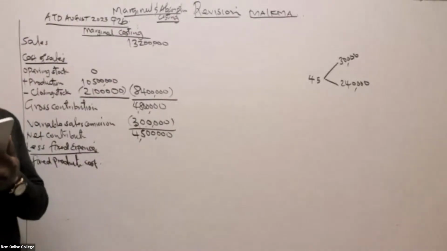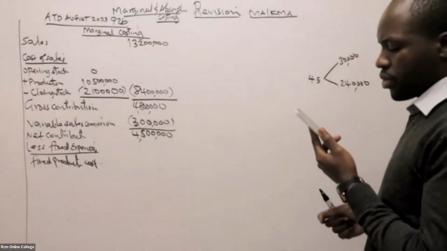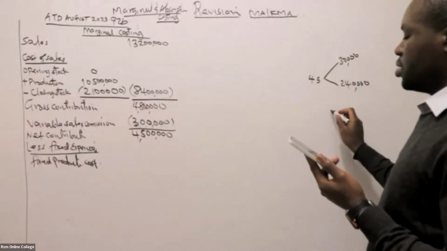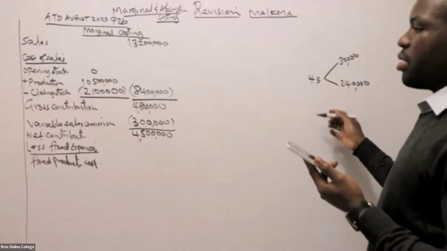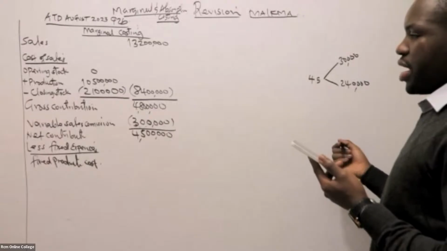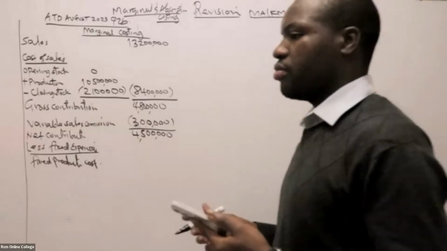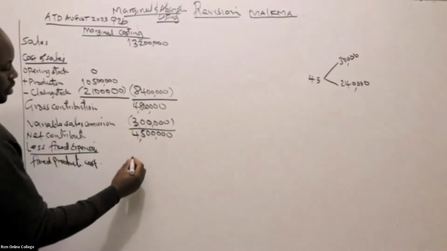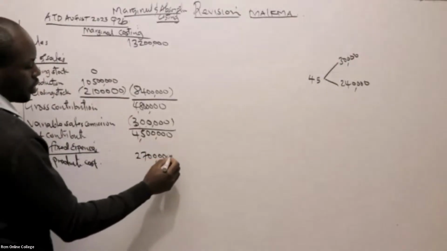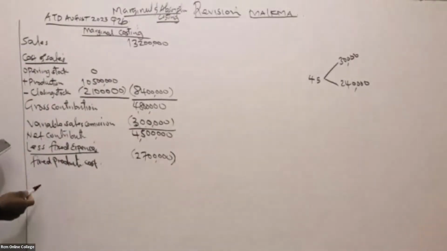It is written off as an expense in the income statement. So what is the fixed production cost? Was it 90 shillings per unit multiplied by the units that were produced? So 90 by 30,000 will give us 2,700,000. So that's what we need to record here, 2,700,000.